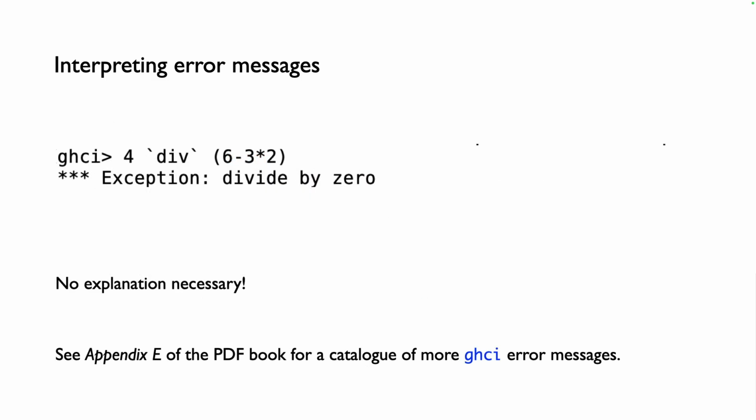Okay. Some messages couldn't be clearer, and let's conclude on a nice clear one. If I try and divide 4 by 6 minus 3 times 2, the system says no way. Sorry, I can't divide by 0.